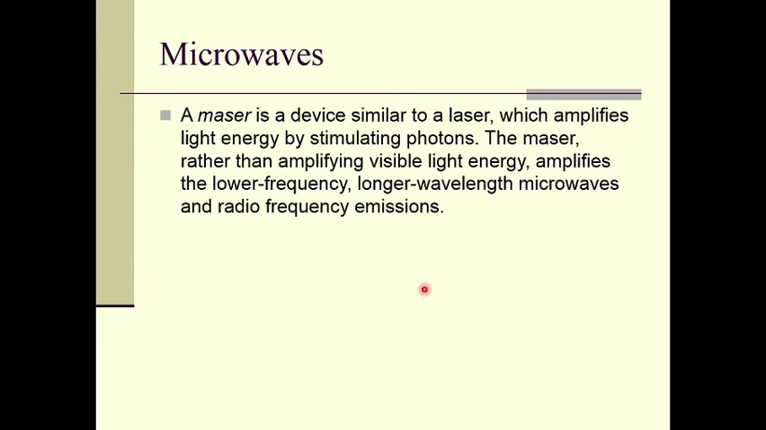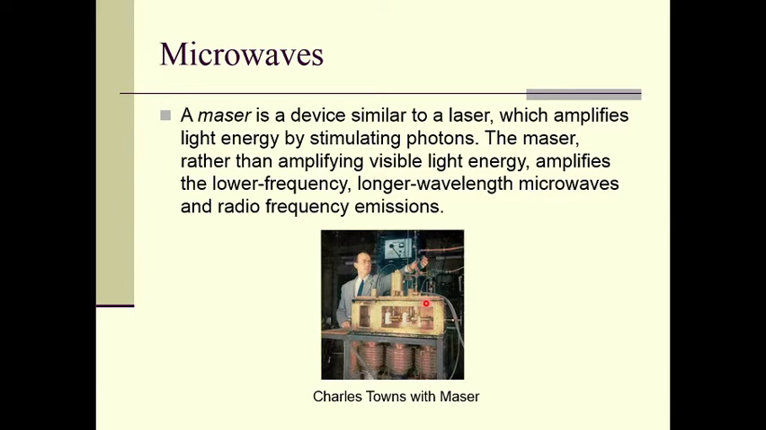So, a maser is a device that produces microwaves. Maser is the full form of microwave amplification by stimulated emission of radiation. Just like a laser, where light radiation is emitted, in the maser the microwave or radio frequency emissions will come out. So, this is the first maser, built by Charles Townes.